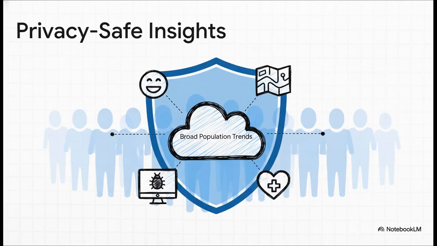So what are these companies actually learning with it? They're figuring out broad trends. Apple can see which new emojis are getting popular so they can improve your keyboard. Google can see traffic patterns to make your maps better. Microsoft can spot common software bugs to make Windows more stable. And they do it all without needing to know what emoji you just sent, what route you just drove, or what specific bug crashed your computer.